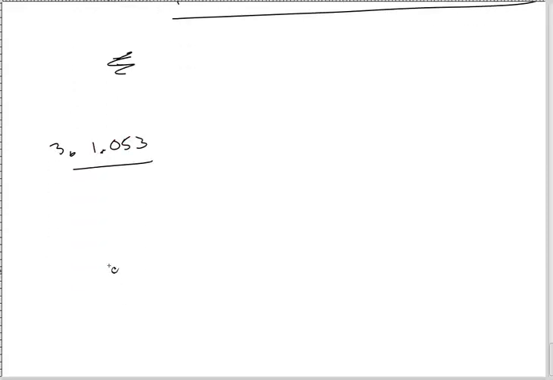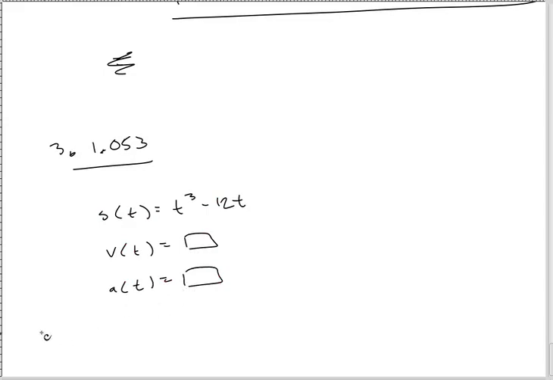3.1.053. So I have s of t is equal to t cubed minus 12t. And then they say v of t is equal to what? And then a of t is equal to what? So what they're wanting to talk about here, I'll just go ahead and do it. Velocity, and then acceleration. I'll just put accel. We got velocity and acceleration.